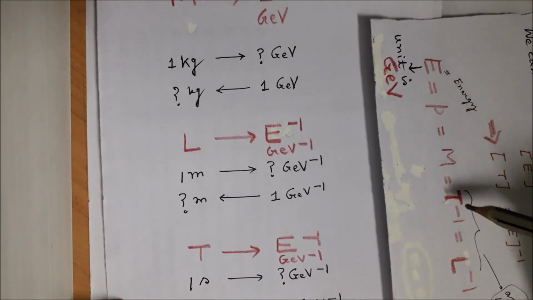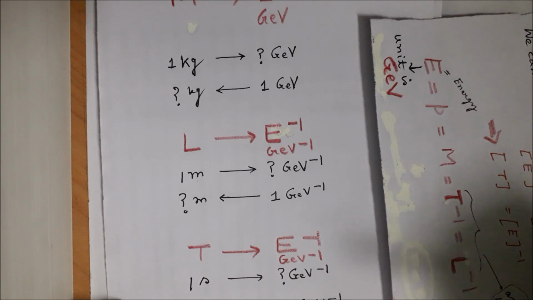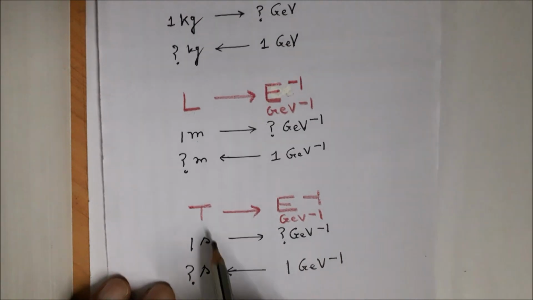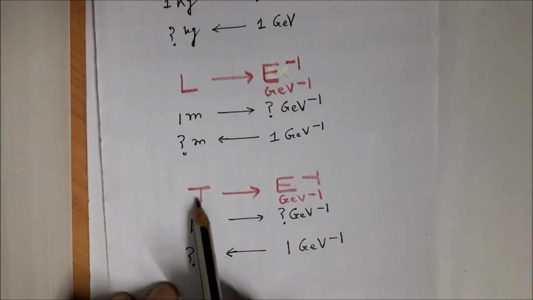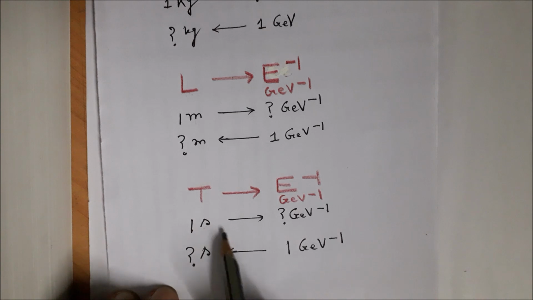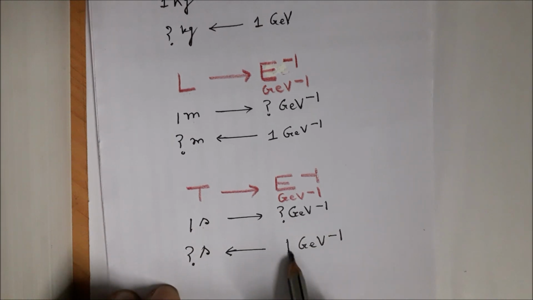Again, E and T are connected through this equation, E equal to T inverse. This means we can ask similarly the question, 1 second, second being the unit of time, is what amount of GeV inverse, or 1 GeV inverse is how many seconds. Now these things will be addressed right now.